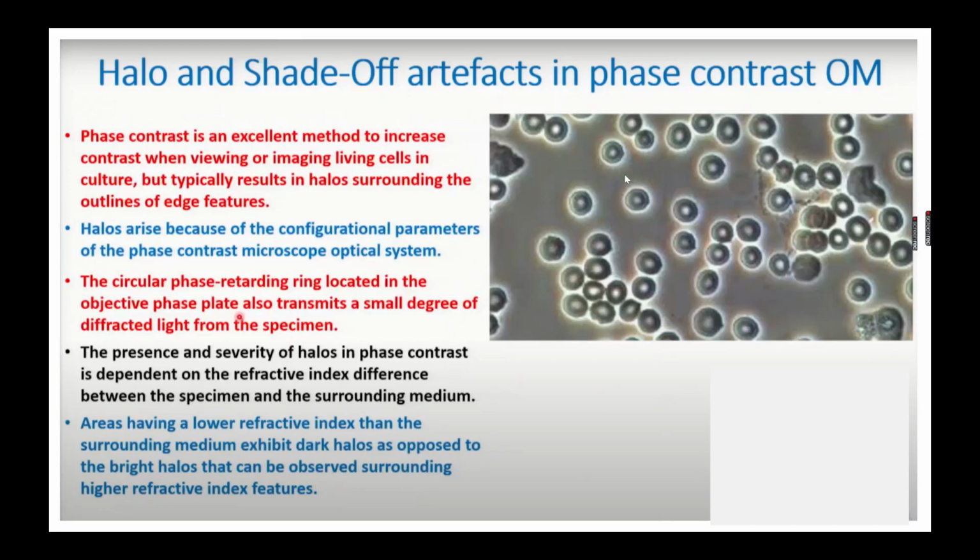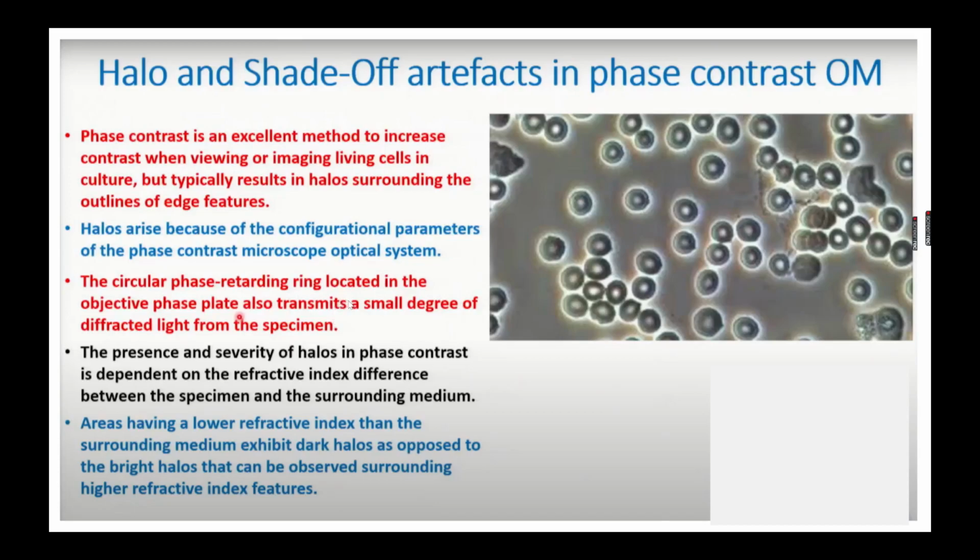In phase contrast microscopy, which is basically used to see living cells in the culture media, it typically results in halos surrounding the outlines of the edge features. So these are the halos. The halos arise because of the configurational parameters of the phase contrast microscope optical system. The circular phase retarding ring located in the objective phase plate also transmits a small degree of diffracted light from the specimen.